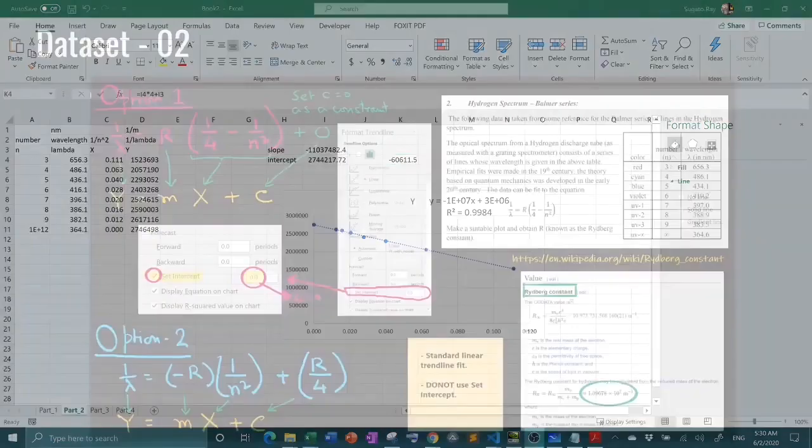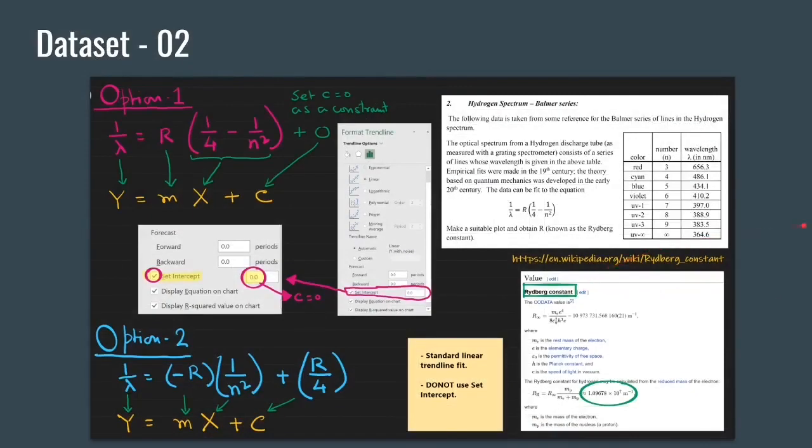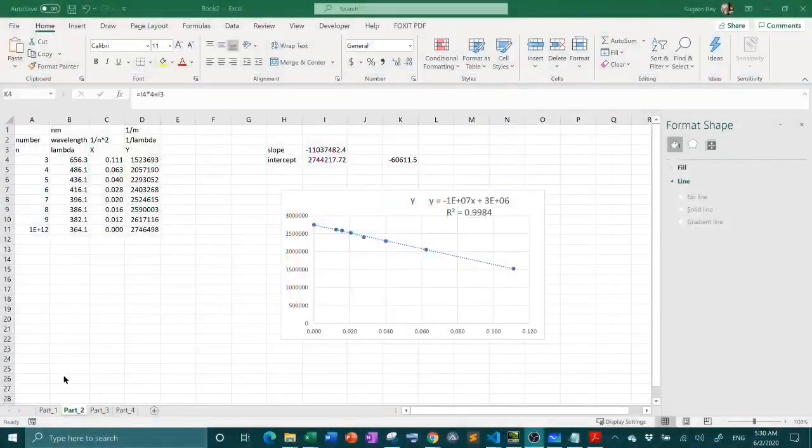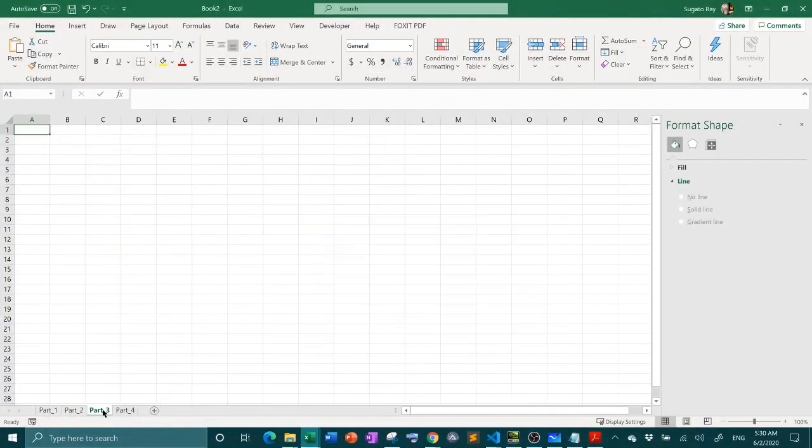Now let's go back to here, and now let's look at dataset 3. So for dataset 3, it's fairly simple. You take the time and the voltage and plot them, and our x is time and our y is the natural log of the voltage. Okay, so let's get back to the Excel part 3.